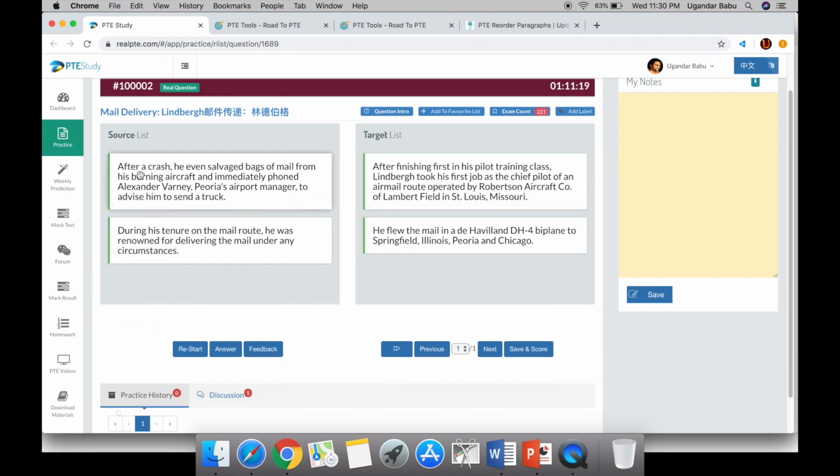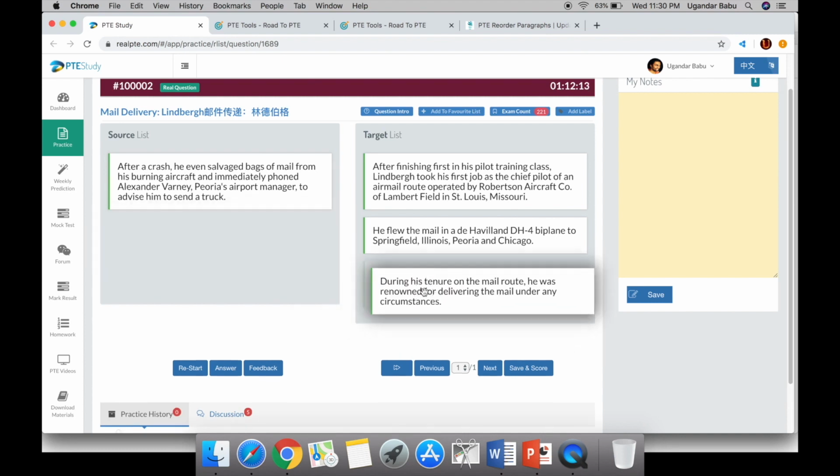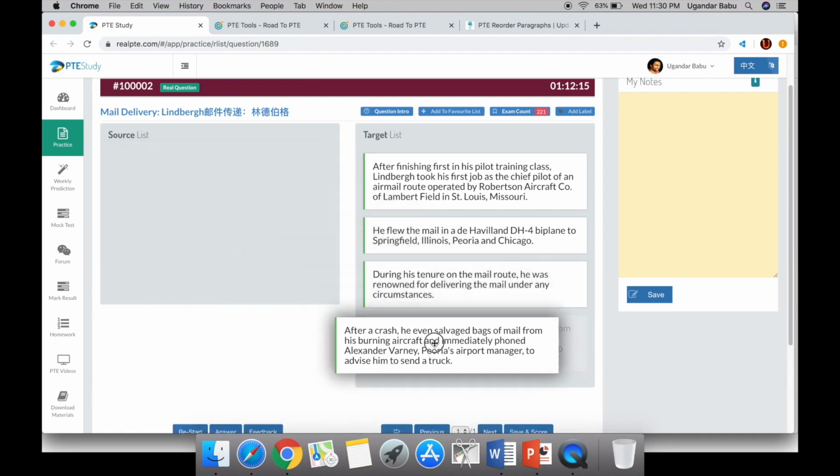After a crash, this cannot be the next sentence because here they have mentioned for delivering the mail under any circumstances. This is the definition. Under any circumstances is the definition, but after a crash, this is one example of any circumstance. He even salvaged bags. He saved the bags of mail from his burning aircraft. That is why he became famous. Under any circumstances, he will deliver the mail. So even after a crash, he was able to deliver the mail. So this is definition and this is example for this.